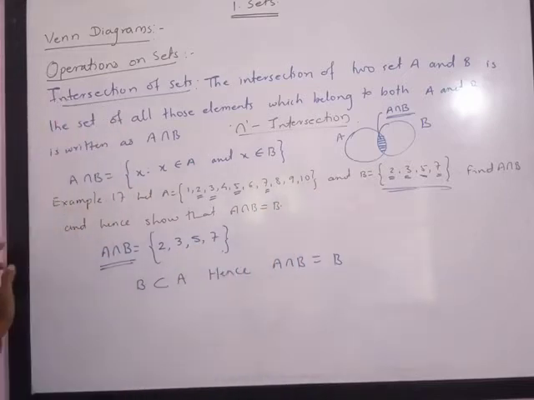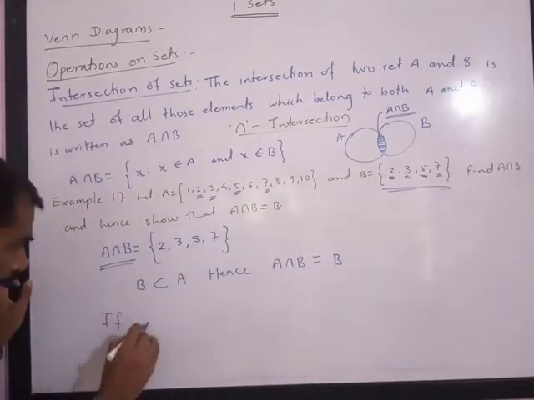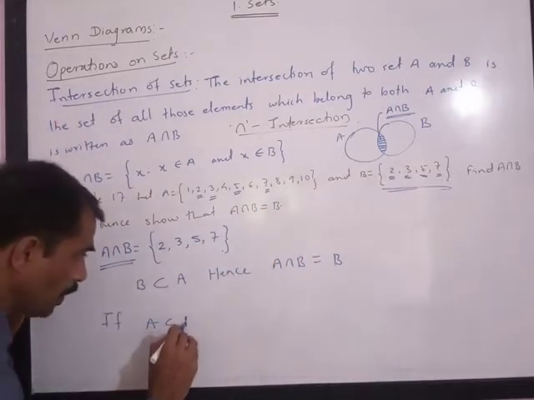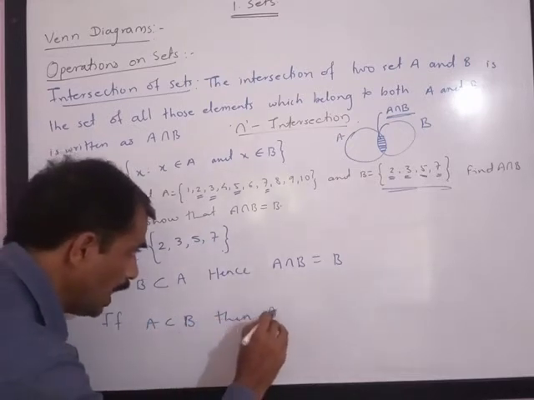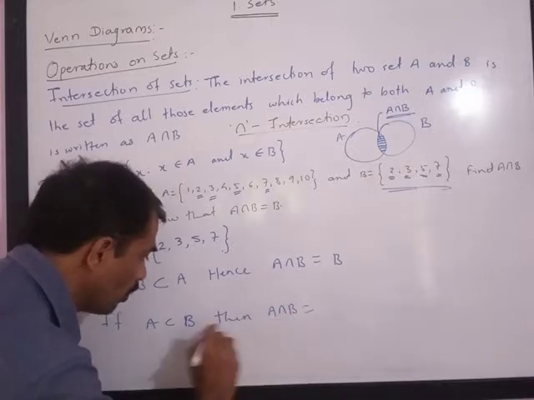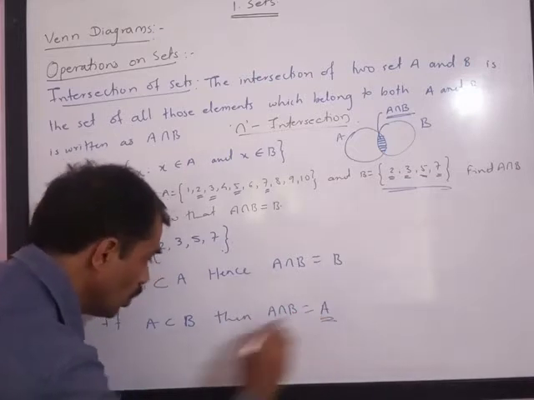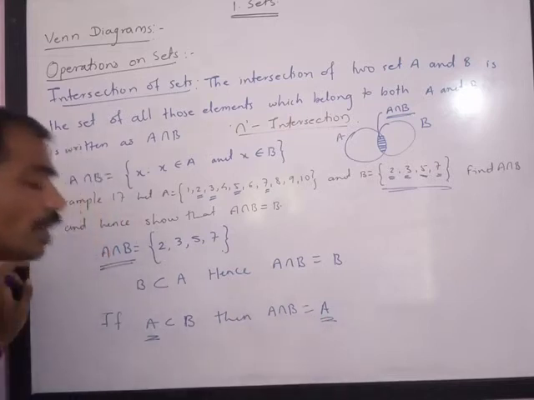It can be the opposite also. If A is a subset of B, then A ∩ B will be equal to A. Please note, it will be equal to the subset.